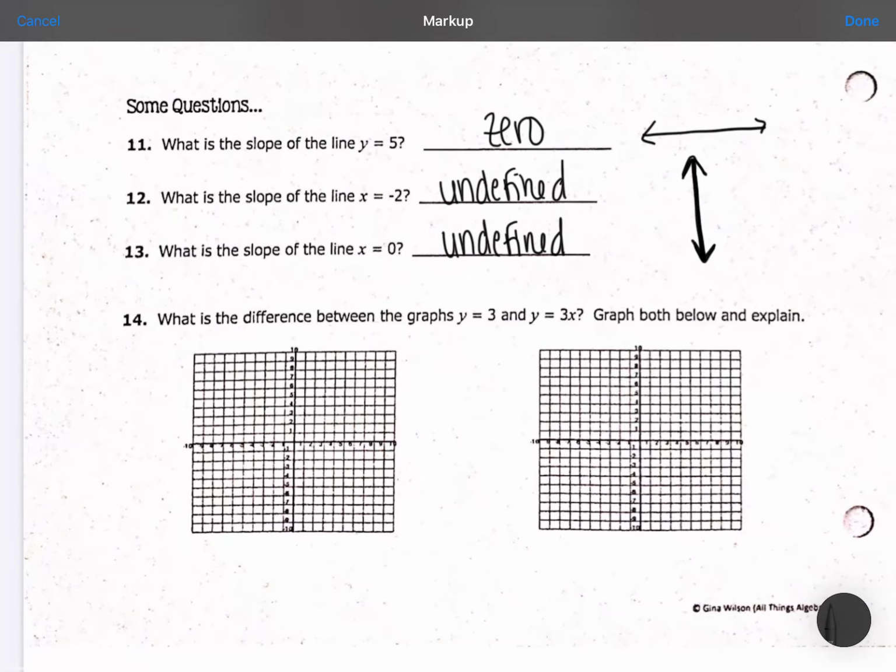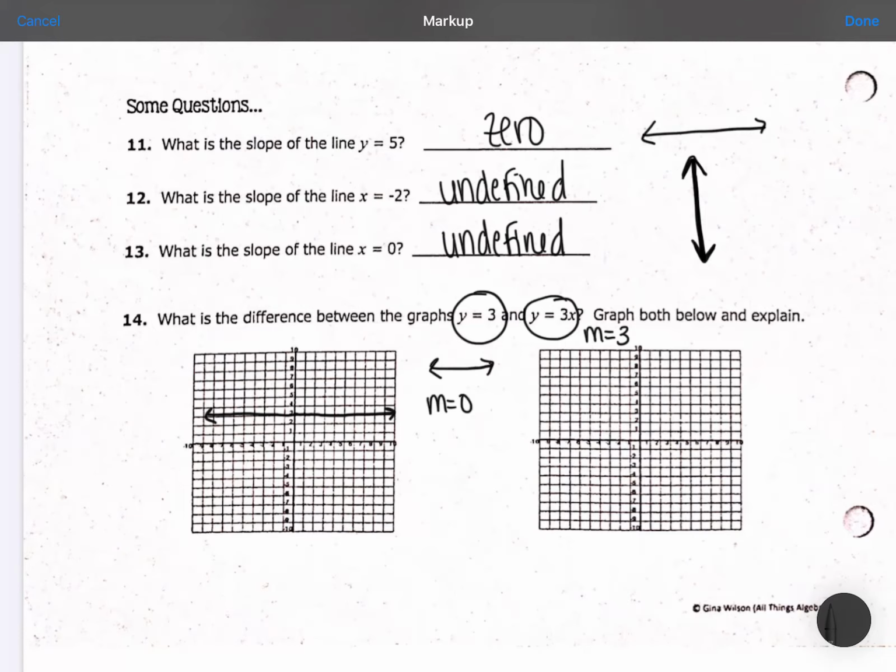Number 14, what is the difference between y equals 3 and y equals 3x? Well, the difference is this line is horizontal. It's got 0 for the slope. This line, the slope is 3, so it's not a horizontal line. So we need to now graph them, and so y equals 3 is a horizontal line through 3. So this is what that equation looks like graphed.